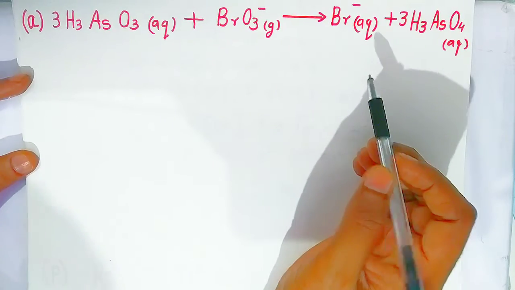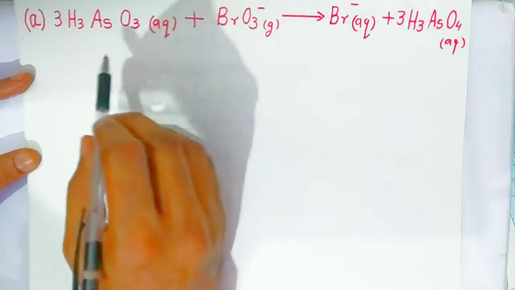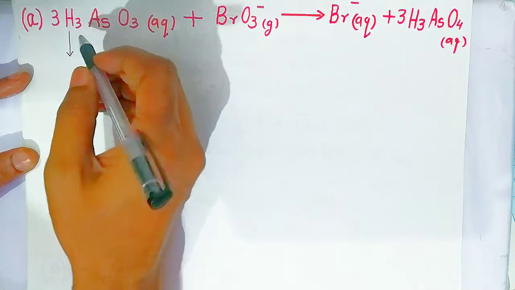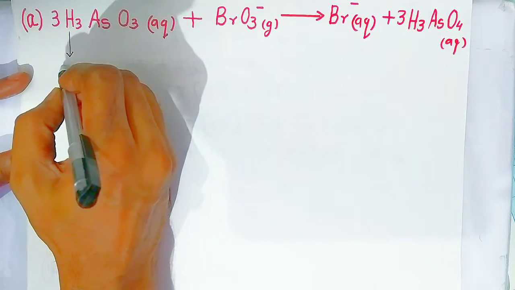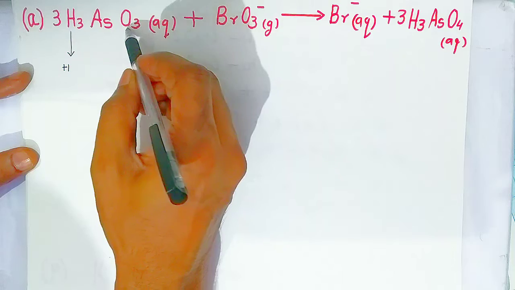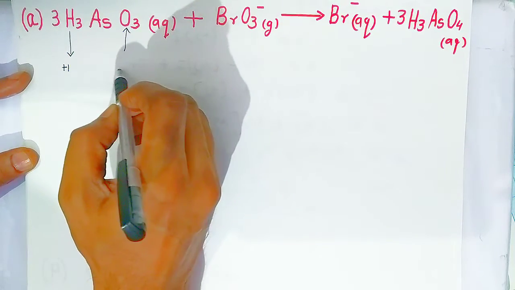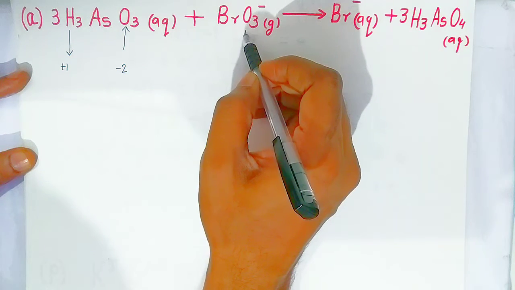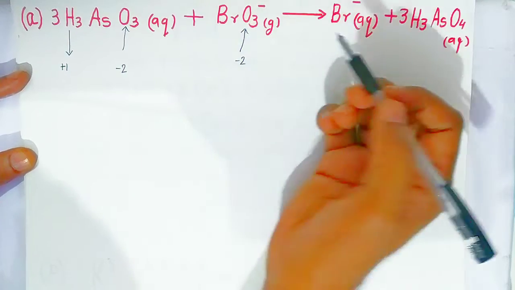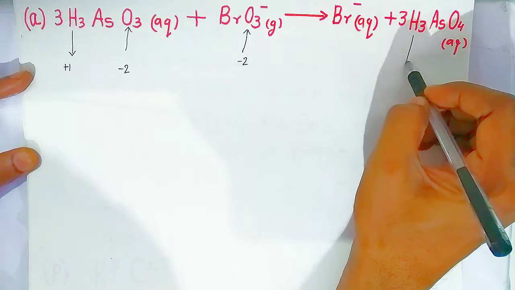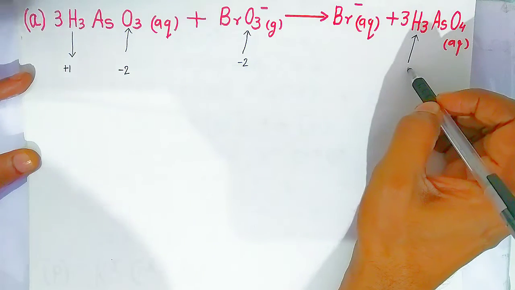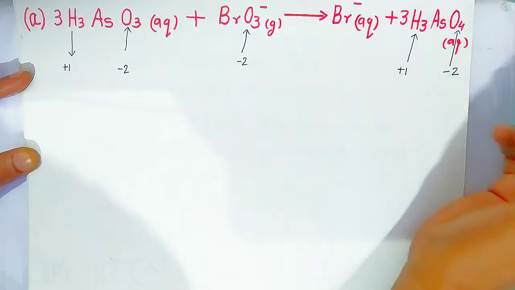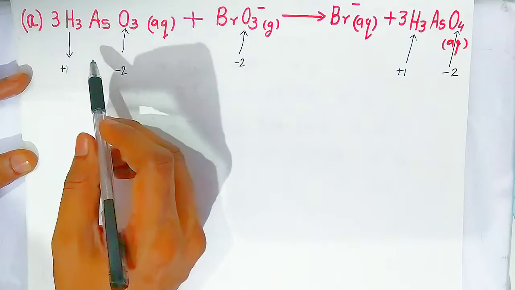Okay students, first you are going to write the oxidation number of each and every atom of the element. First, hydrogen we are writing as +1. The oxidation state of hydrogen is +1, and oxygen is always -2. Same way here, the oxidation state of oxygen is -2. Here the simplest element is hydrogen, so the oxidation state is +1, and for oxygen the oxidation state is -2. Correct students? So we have written all the possible oxidation states of the simplest elements.